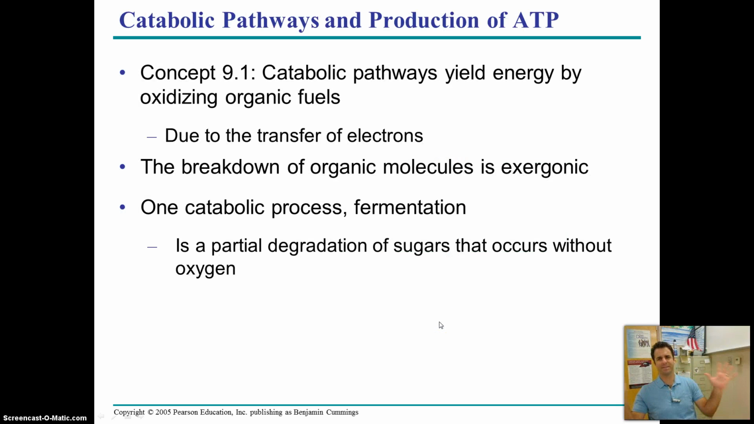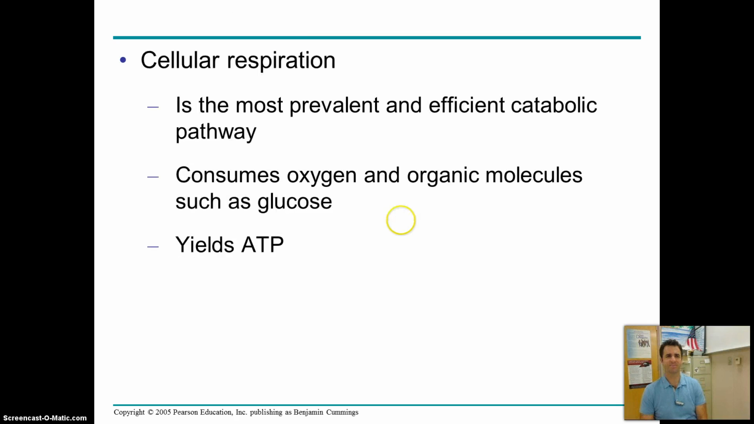Okay, so first let's talk about some generic background. We've talked about catabolic and anabolic before, but we're going to hit it again. Catabolic pathways produce energy. Electrons are transferred, and remember, catabolic pathways break things down. Organic molecules are broken down. It's exergonic. One example of this is fermentation, which we'll learn later, where sugars are partially degraded without the use of or presence of oxygen at a later date.